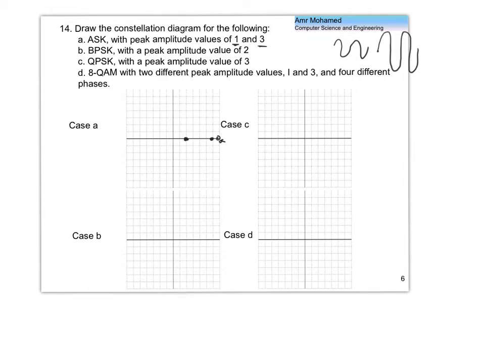For case B, we're talking about BPSK. Again, we fix the amplitude. So in that case, the amplitude is fixed. That's why I give you one amplitude here, because the amplitude for both symbols is the same. It's two. But we change the phase, right? Since we're talking about binary, the phase has to be 180 degrees different, okay? So it's one, two here. If you want to put it here, it's fine. If you want to put it like this, it's also fine.